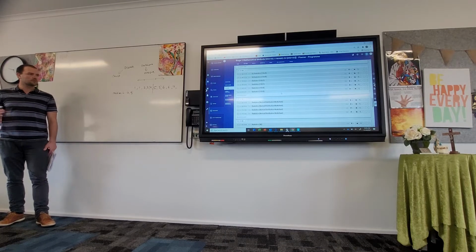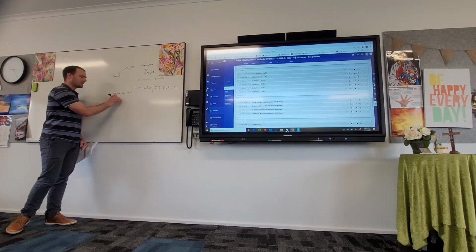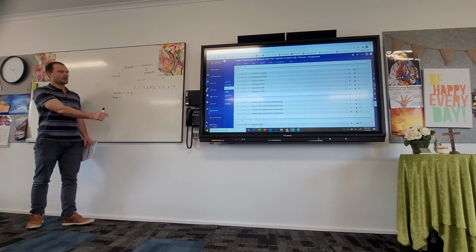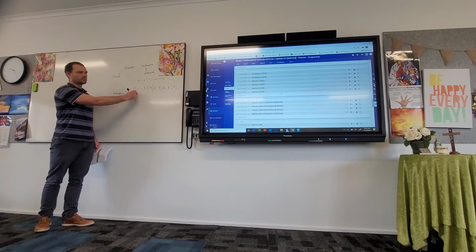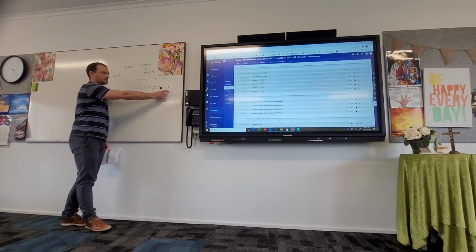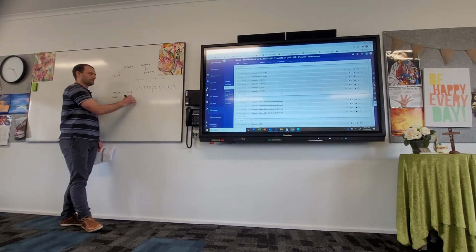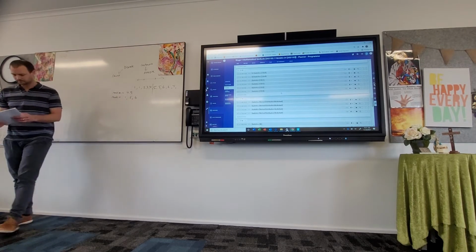And then the mode, what's most frequently occurring? We can have multiple modes. We can see we've got 1 twice, we've got 5 twice, and we've got 6 twice. So the modes are 1, 5, and 6.